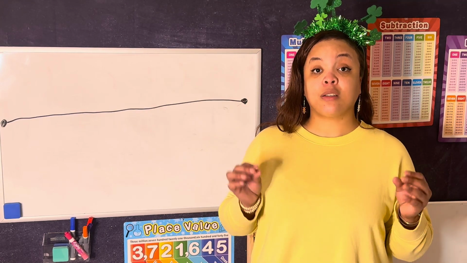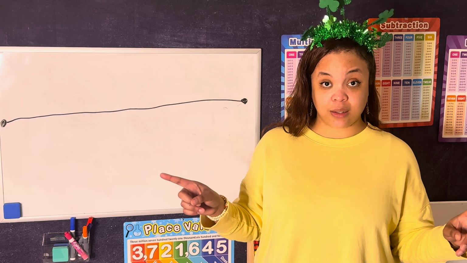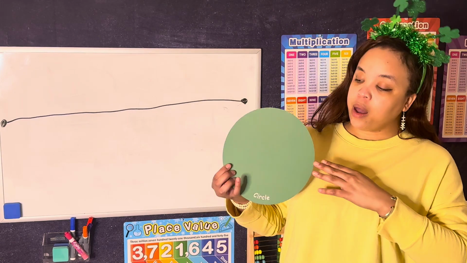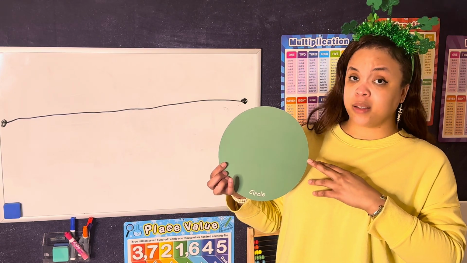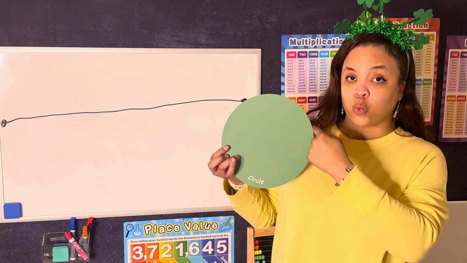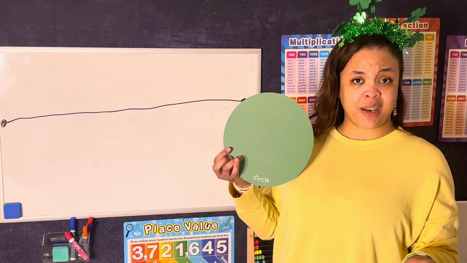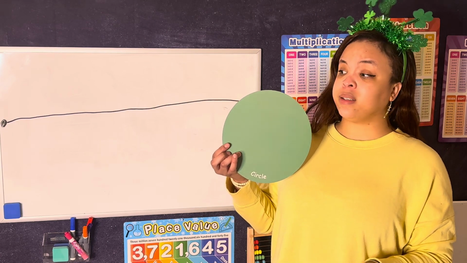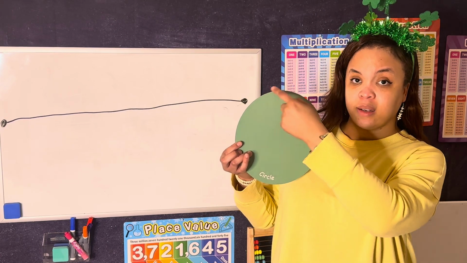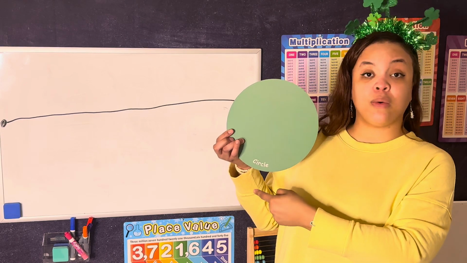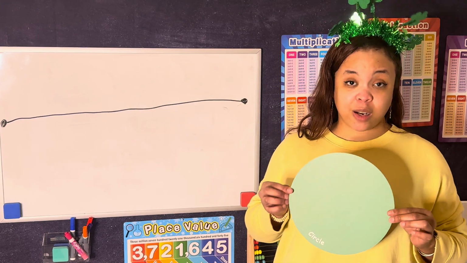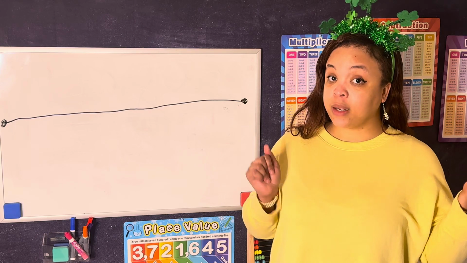A polygon is a closed shape with straight sides, which means that circles don't count. A circle is not considered a polygon because it has rounded sides. And if you do think about it, a circle is a continuous line. It just keeps going round and round. There's no endpoint when it comes to a circle. So when we talk about polygons, a circle doesn't count.